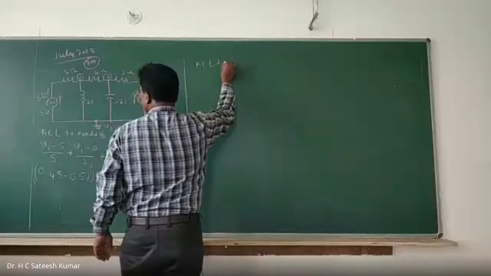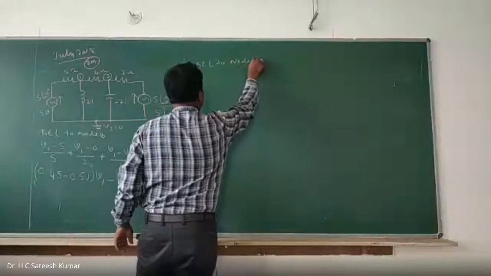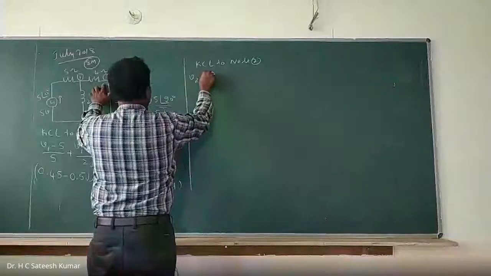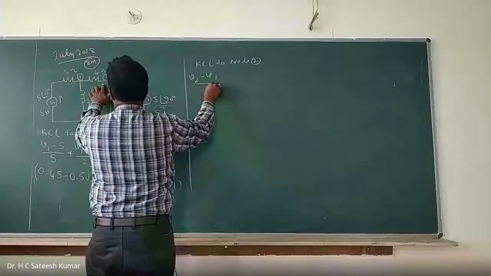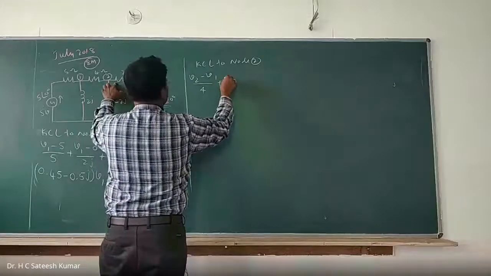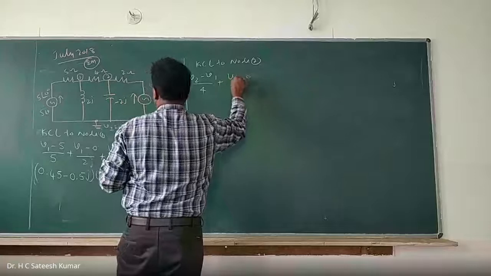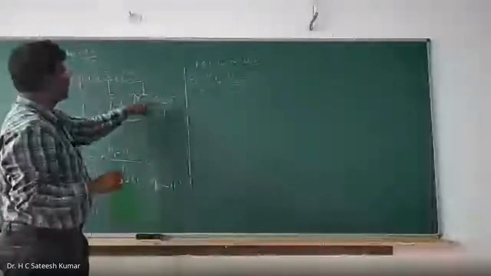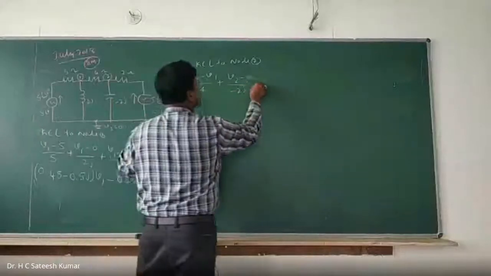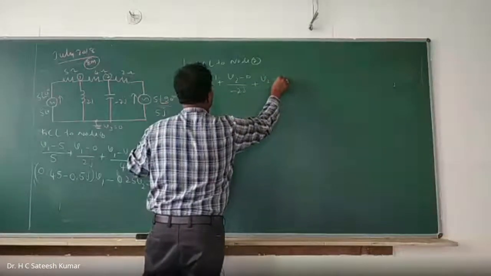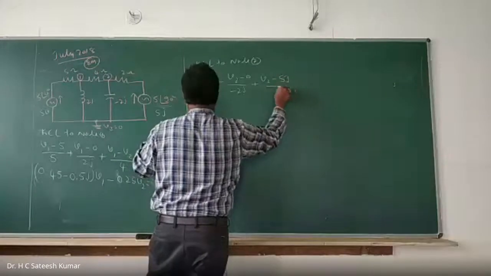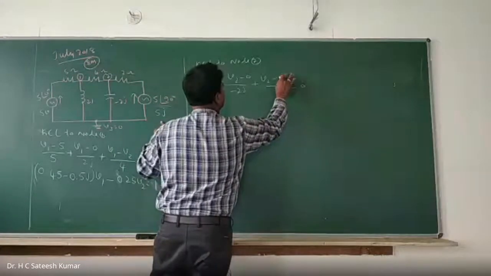KCL to node 2. What is that we have? V2 minus V1 by 4, plus V2 minus 0 divided by minus 2J, plus V2 minus 5J divided by 2 is equal to 0.